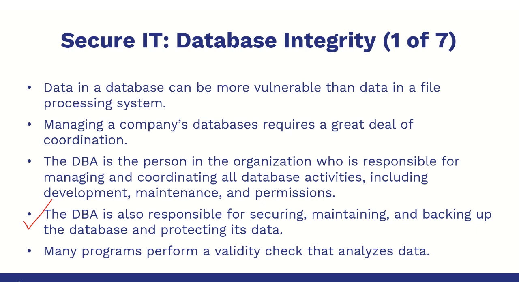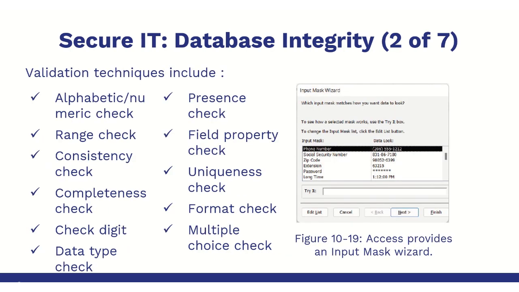protecting its data. Many programs perform validation checks that analyze the data. Validation techniques include, for example, alphanumeric and numeric checks. It can do the range check, which asks what is the range of the data values, the consistency check, then the completeness check, whether everything is complete, the digit check, the data type check, and the presence check, whether the data is there or not. The field property can be checked, it can check for uniqueness, and it can check for the format.